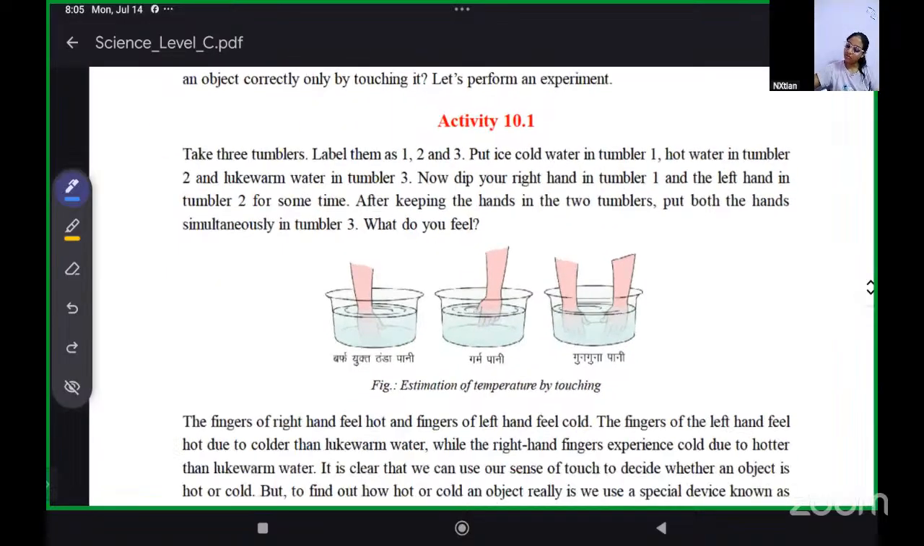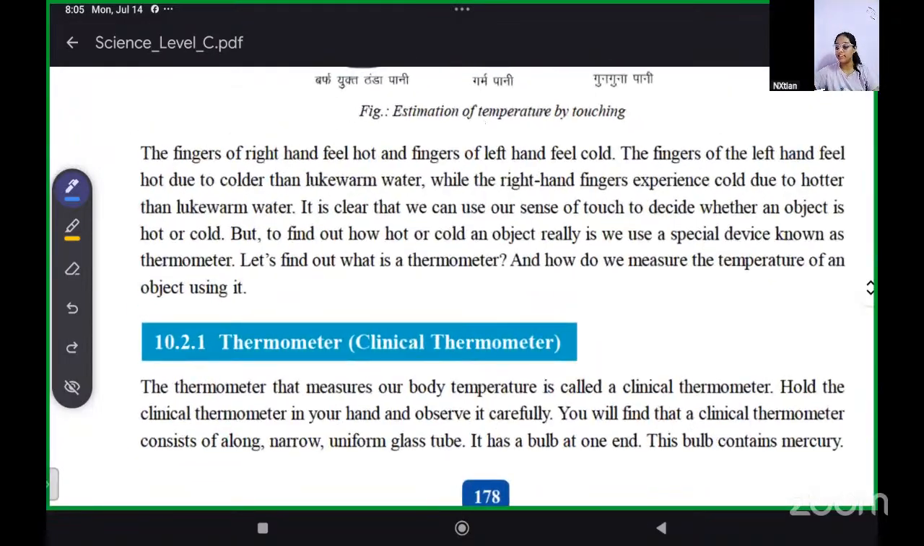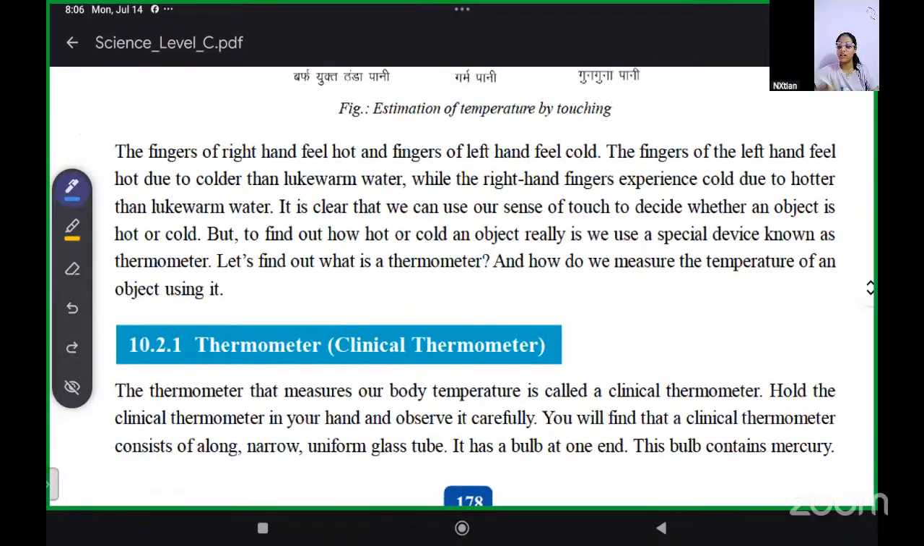So what to do in that case? There is a device called the thermometer, which is used to measure the temperature. Two types of thermometers are there. One is to measure body temperature, and the other is to measure the temperature of chemicals and various other substances. So now let's give this a read.